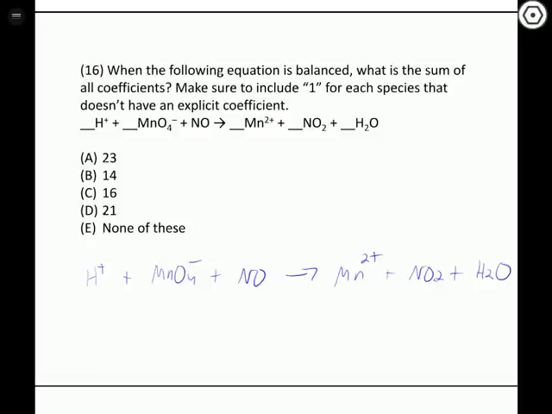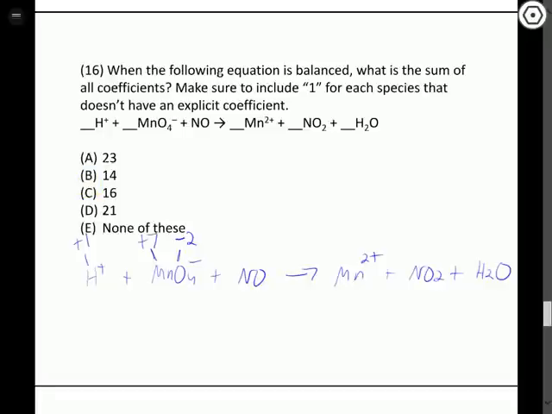The first thing we have to do is figure out the oxidation numbers of all of the atoms and figure out which ones are changing. H+ is an ion by itself, so it has an oxidation number equal to its charge, which is +1. MnO4-: this one's a little bit tricky, but we have oxygens, which are -2. We have 4 of them, which is -8. The overall charge is -1, so that leaves +7 for manganese. +7 and -8 is -1.